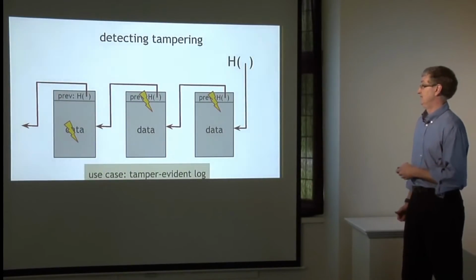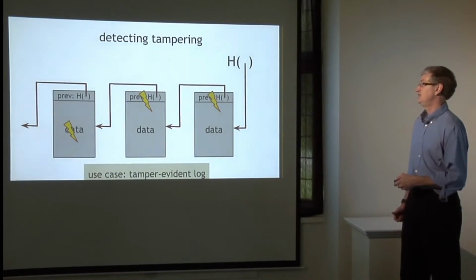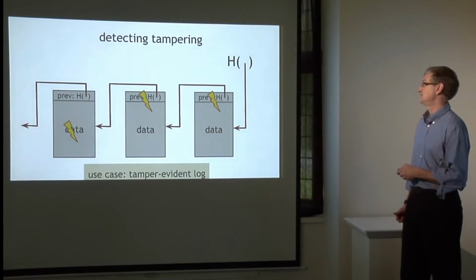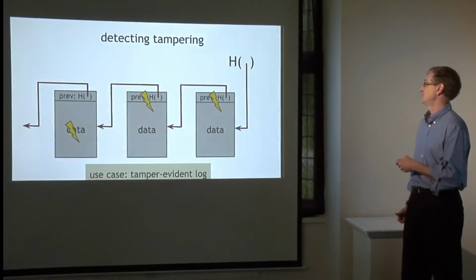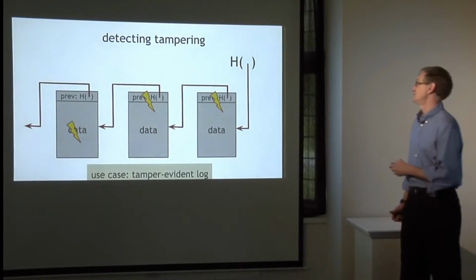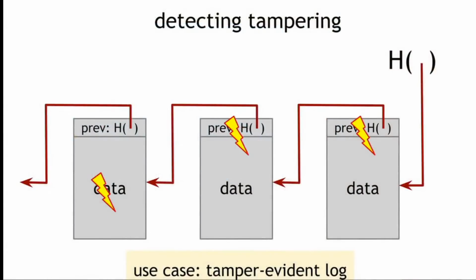And so the upshot of this is that if the adversary wants to tamper with data anywhere in this entire chain, in order to keep the story consistent, he's going to have to tamper with hash pointers all the way back to the beginning, and he's ultimately going to run into a roadblock because he won't be able to tamper with the head of the list. And so what this means is that just by remembering this hash pointer, we've essentially remembered a kind of hash, a tamper-evident hash, of the entire list all the way back to the beginning.